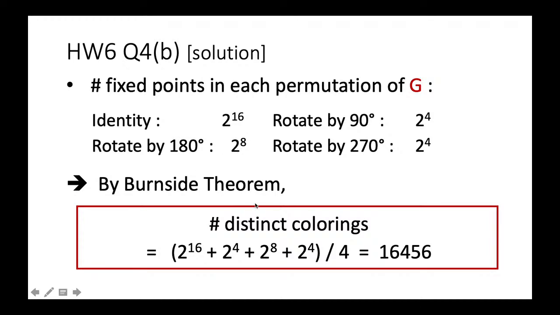And finally, for Burnside, what we want to find out is the average number of fixed points. And so we add the figures here together and divide it by 4. So this is the answer.